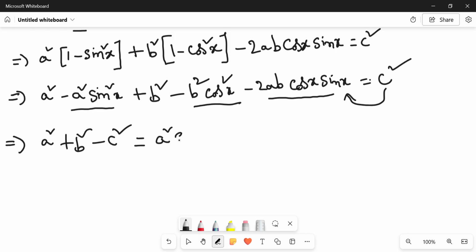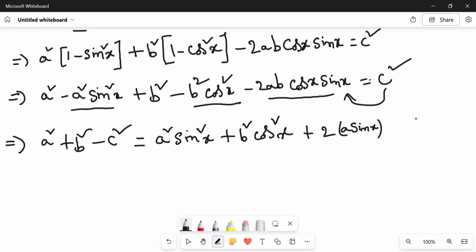So I have a square sin square x plus b square cos square x, plus let's write this as 2a sin x multiplied by b cos x. If I write like this, you will see the a plus b whole square type of formula. That's the reason I am writing this term like this. Okay, so let's observe this.